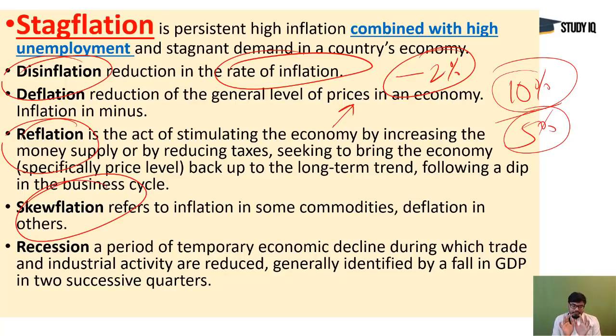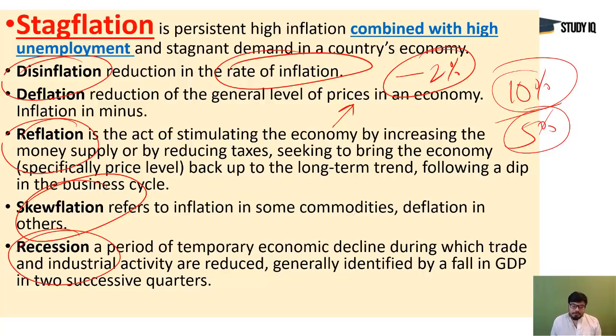Skewflation means the prices are rising for a particular category. Maybe for food items the prices are rising, but not for some other commodities. So after 2009, at the start of 2010, food inflation was too much, and that was a very difficult condition. Onion prices shot up to 200 rupees per kg. So this was a skewflation condition. Maybe due to less production or something like that, there can be skewflation.